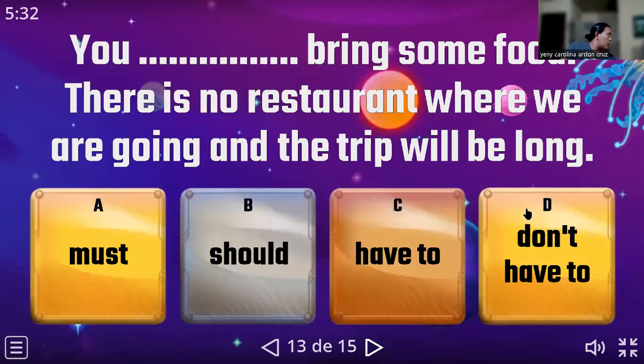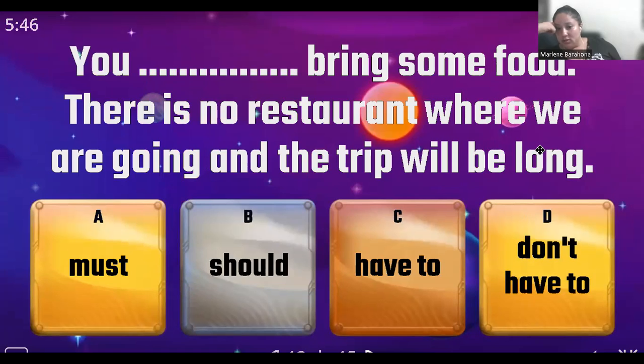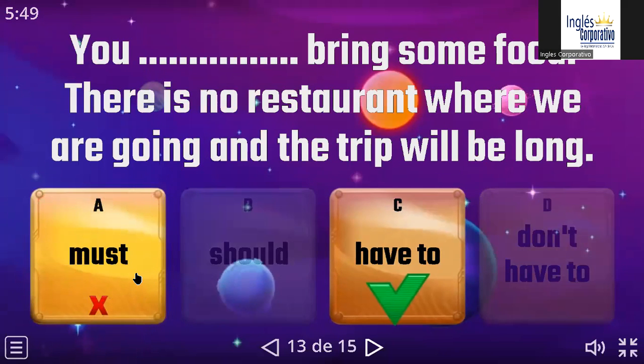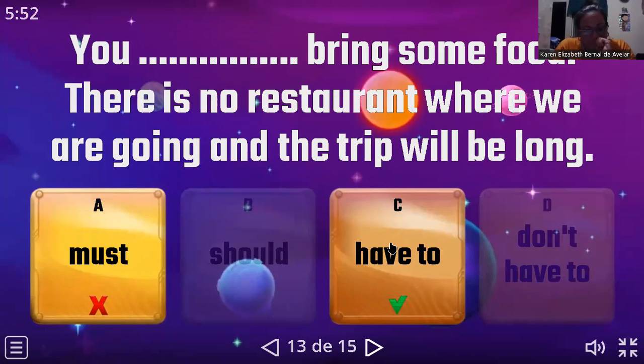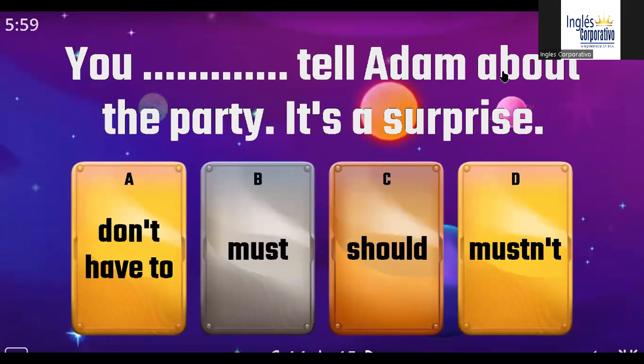Okay, bring some food. There is no restaurant where we're going and the trip will be long. You must. You have to. Okay. Oh my gosh. I'm about to die. And the last one. You don't have to. Interesting.